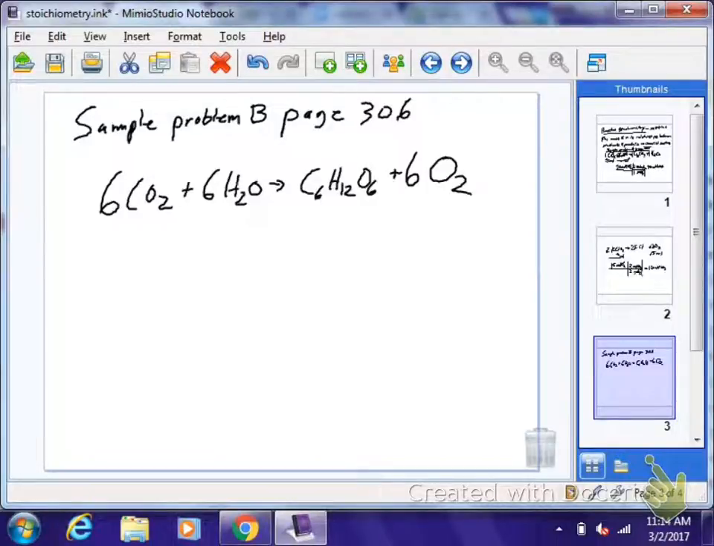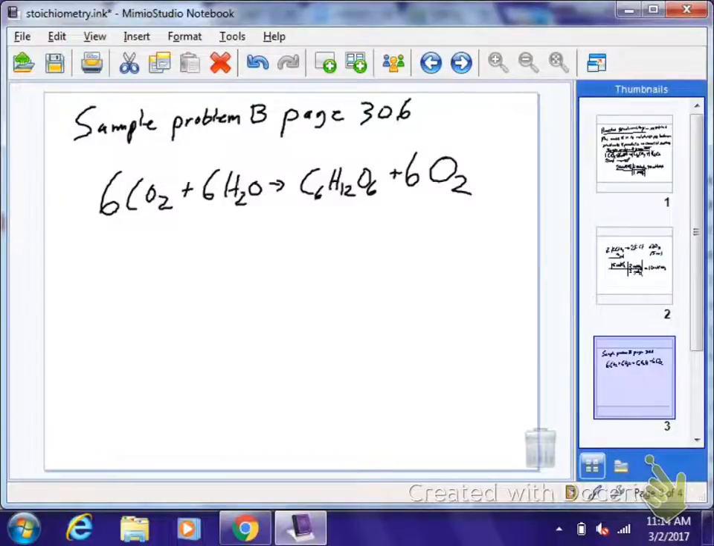In fact, we're going to do sample problem B. I'm sorry, sample problem B on page 306. You can go ahead and read that one now. This is the balanced equation for... You have to have an equation. You have to have it balanced.